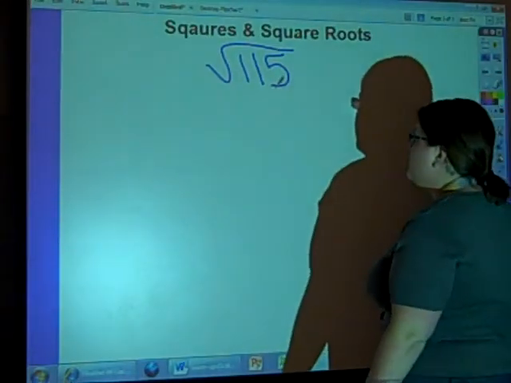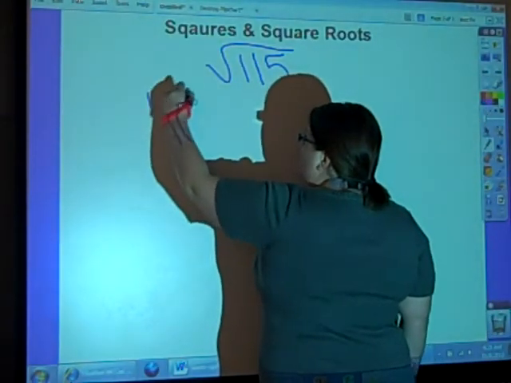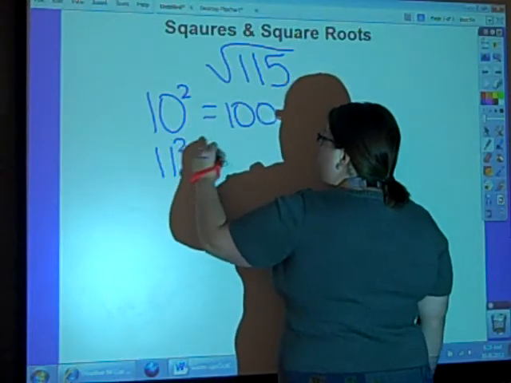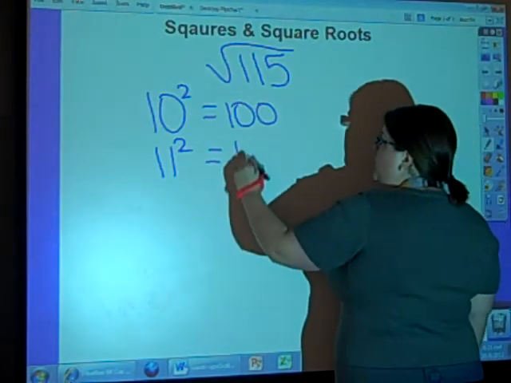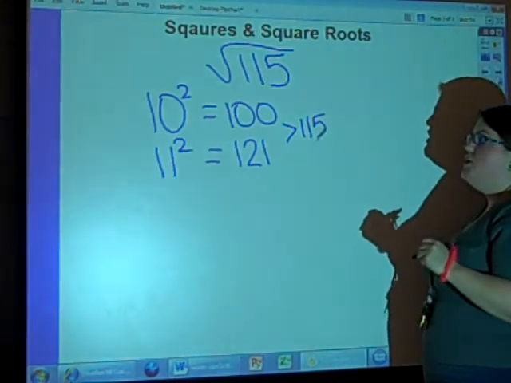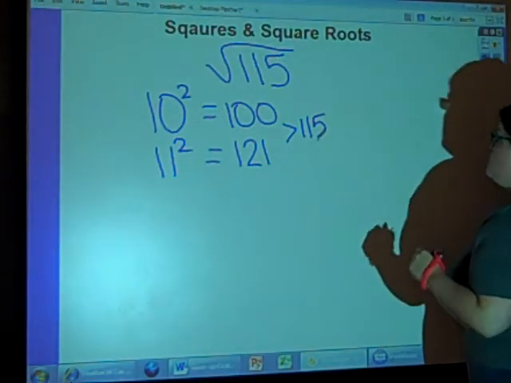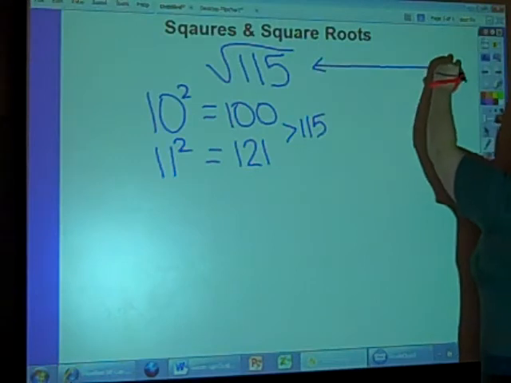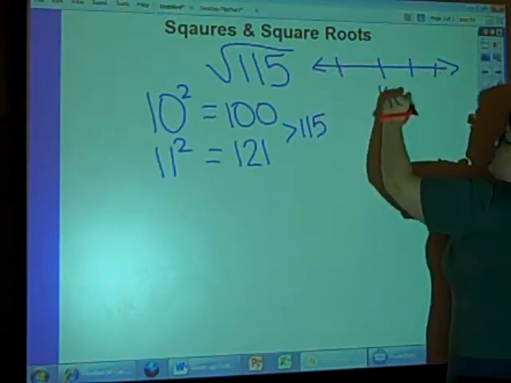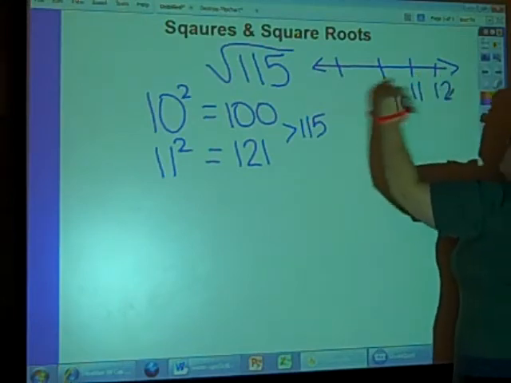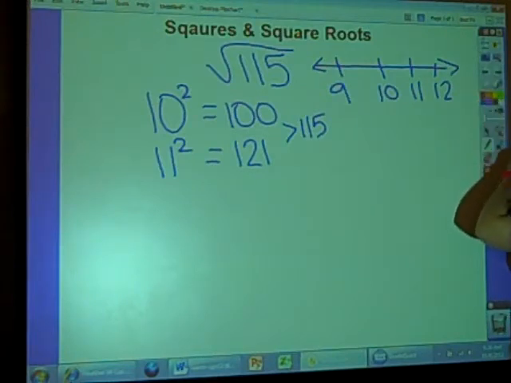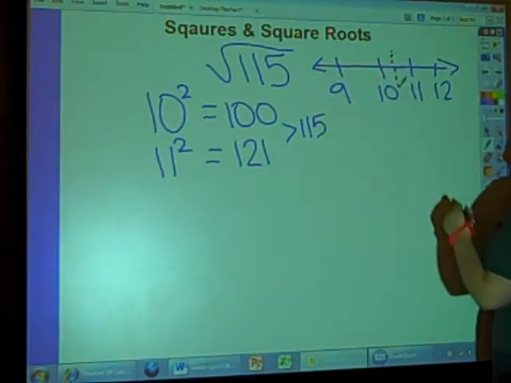Okay, so let's go ahead and work this out. I'm going to start with 10 squared, which is 10 times 10, and that's 100. Then I'd move on to 11 squared, which is 11 times 11, which is 121. And 115 does fall between 100 and 121. So we want to go ahead and get the number line started. We plot the two that it's in between up top, and we fill out our other numbers. We want to go ahead and specify our halfway point.